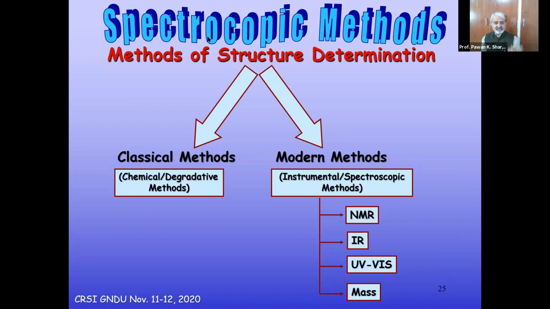Now you see, although these techniques look quite diverse, NMR, IR, UV-visible, mass, basically they converge. They do not compete with each other. They are complementary to each other. So you cannot say NMR is better than IR, or IR is better than UV-visible, or mass is better than NMR, because there is no competition between these techniques. They only complement each other.